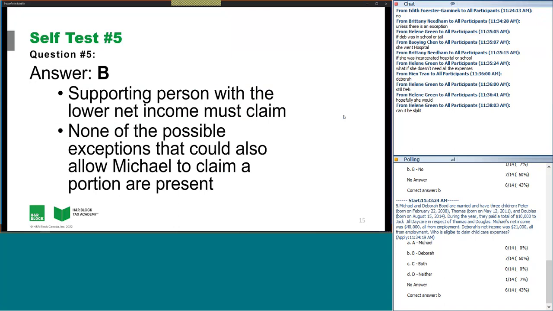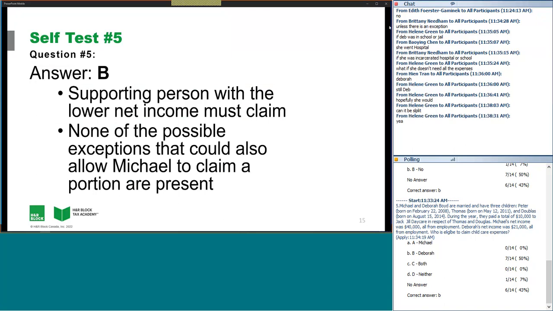Okay, so the supporting person with the lower net income must claim unless there's a Part C exception. Helene, can it be split? It's only split through a Part C exception. So Part C exception allows it to be split. Okay, and you asked, what if she doesn't need the expenses? Well, it's a deduction, so if she only deducts enough income to get her down to zero, then it's wasted. Okay, so you can't split it unless there's a Part C exception.